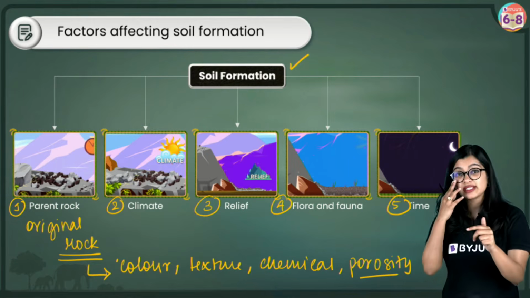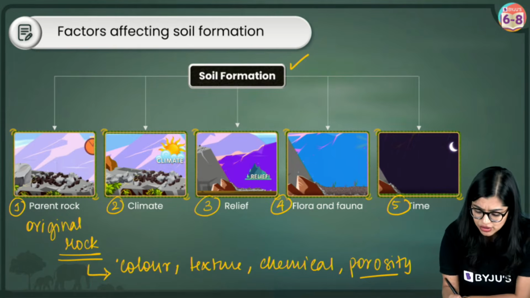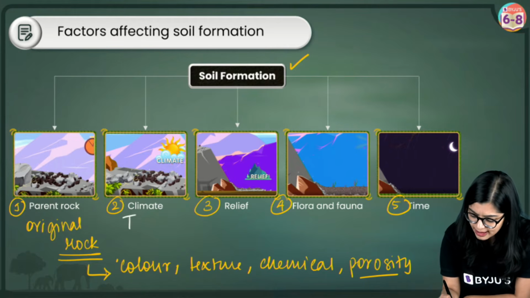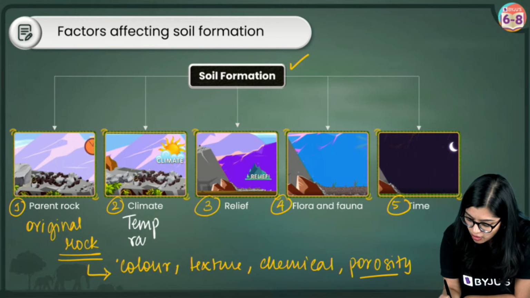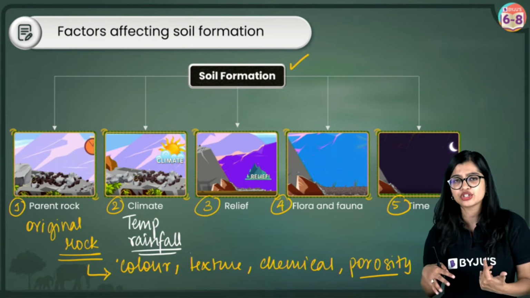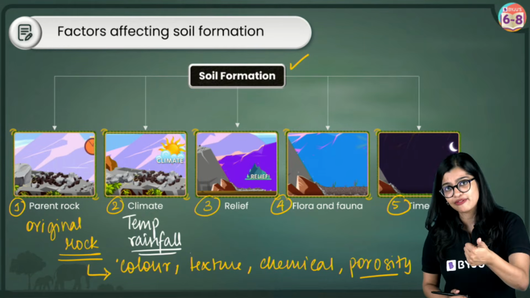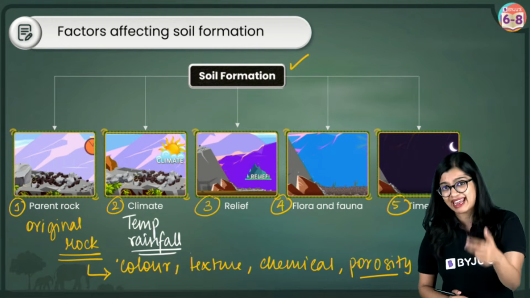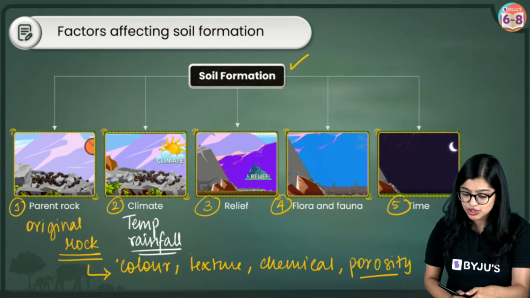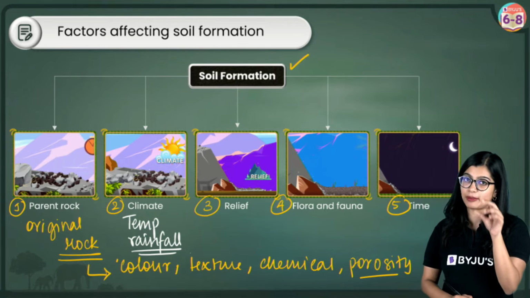Then we will move on to the second category, which is very simple and easy, that is climate, right? So when we talk about climate here, we know that temperature and rainfall play a very important factor in terms of soil formation or in weathering, right? Because going back to the definition of weathering, it is nothing but breaking up of the rocks, right? So temperature can play a factor, movement of water, rainfall can play a factor, which is why climate can influence soil formation.